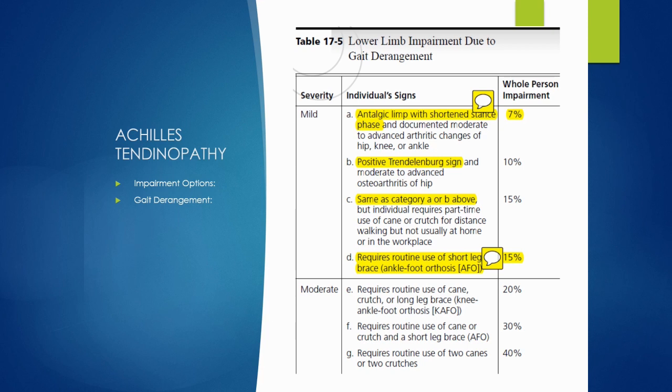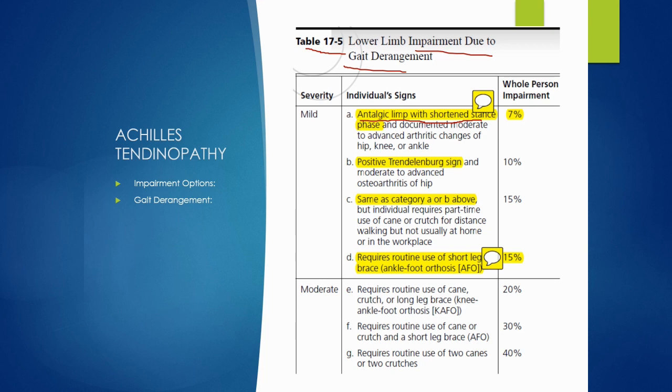Now, with regards to Achilles tendinopathy, most commonly your impairment ratings due to chronic Achilles tendinopathy are going to involve impairment ratings associated with gait disturbance. And I have a couple of ideas to share with you regarding that. So, Table 17.5 in the AMA Guides, in the lower extremity chapter, talks about lower limb impairments due to gait derangement. Now, typically with chronic Achilles tendinopathy, and even following surgical repair of a ruptured Achilles tendon, the examinee is going to have an antalgic limp with a shortened stance phase.